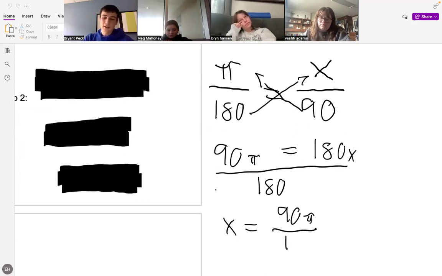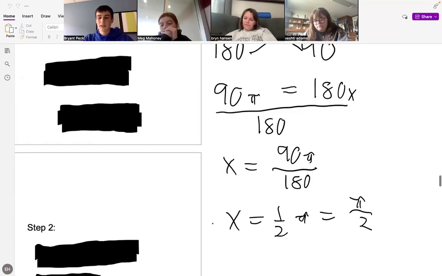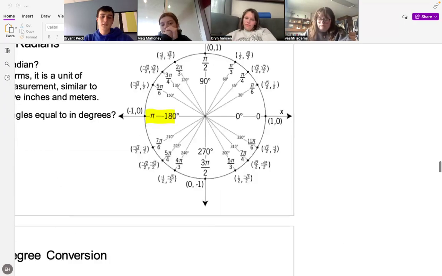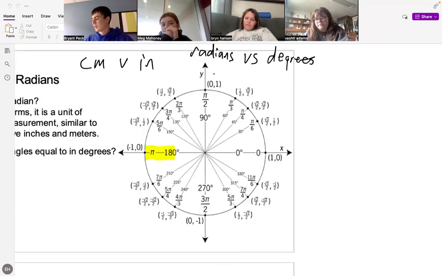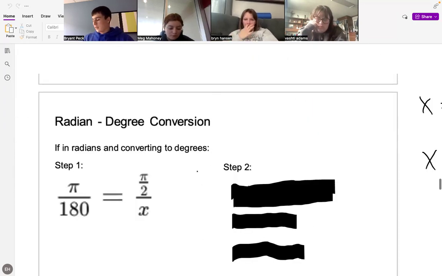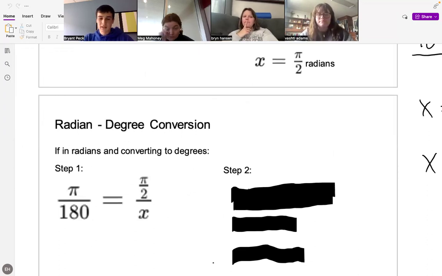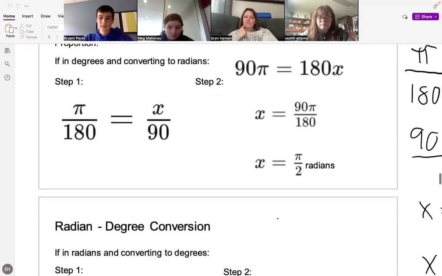Does anyone know what 90 over 180 is equal to? A half. 1/2, that's right. So x equals 1/2 times pi, or we can write it as pi over 2. And if we go back up to the unit circle, we can see that 90 degrees is in fact equal to pi over 2. So we did our steps correctly. And if we look at our answer, we can see that that is correct.